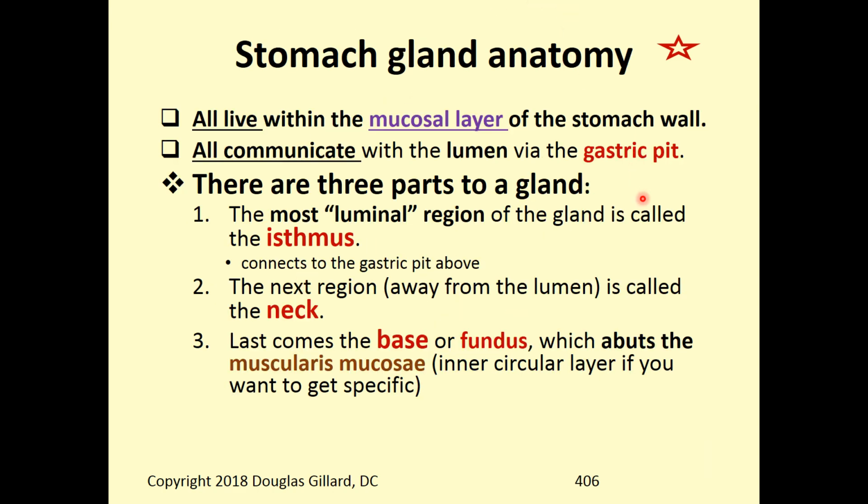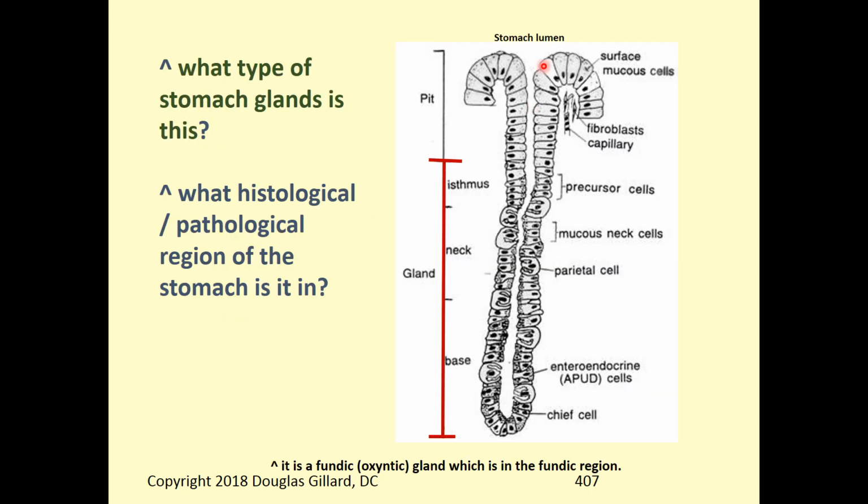Stomach gland anatomy: they all live within the mucosal layer of the stomach. They do not dip into the submucosal layer. Remember, a stomach gland has three parts: an isthmus, a neck, and a base, which is the bottom, sometimes called the fundus. The gastric pit comes up and feeds the gland, or that's the beginning, but the gastric pit is not technically part of the stomach gland.